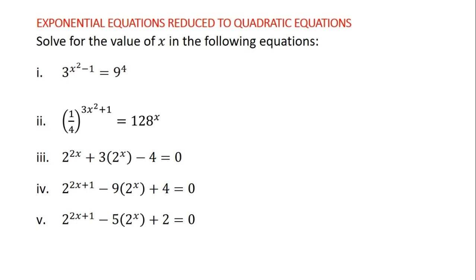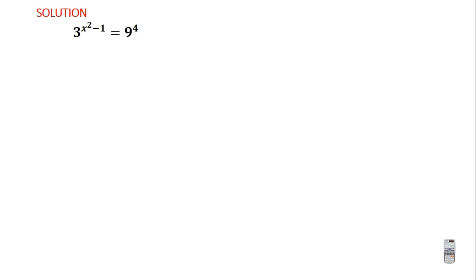We have 5 questions here. So we are supposed to solve for x in the following equations. We will solve the first one in this video, and we will solve the others in the subsequent videos. So let's consider the question for this video. 3 exponent x squared minus 1 is equal to 9 exponent 4.